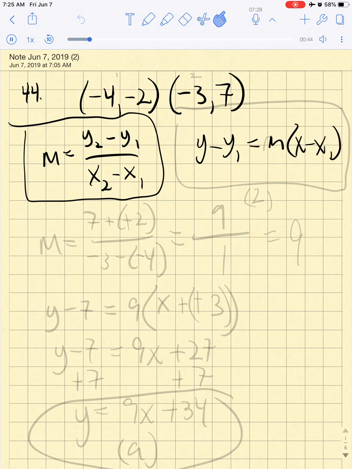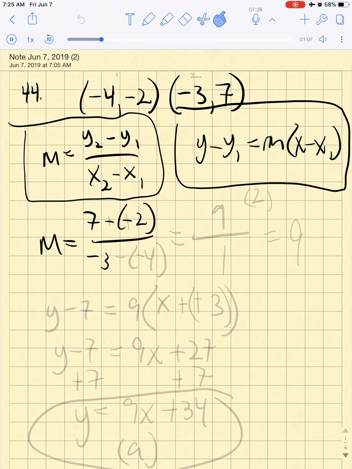So first we need the m, right? Because the m is given here. The first equation is for slope. The second equation is for an equation. So equation 2 is to get an equation. Let's do it. Let's do the m first. For the m, I do 7 minus negative 2 over negative 3 minus negative 4. This is going to be 9 over 1, because of the positives. So 7 plus 2 is 9. Negative 3 plus positive 4 is positive 1. This is 9. That's our m.